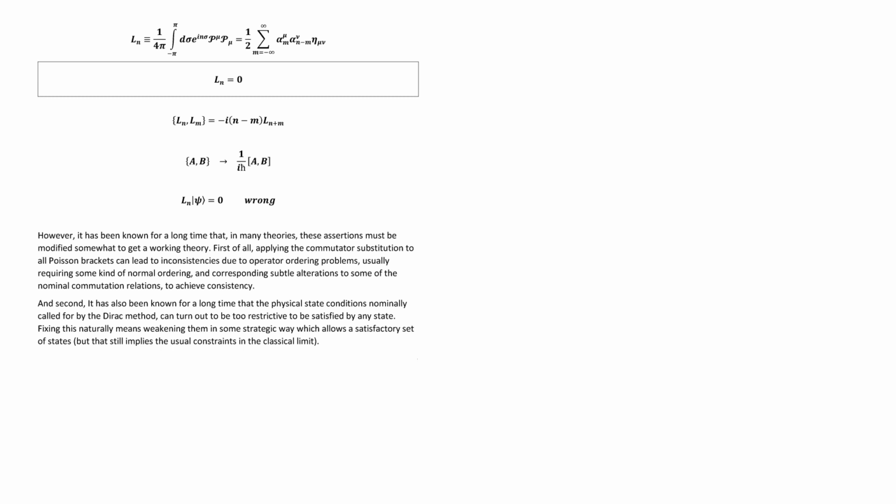Fixing this naturally means weakening them in some strategic way that allows a satisfactory set of states, but that still implies the usual constraints in the classical limit. Therefore, in practical reality, this part of the Dirac program works out as follows.